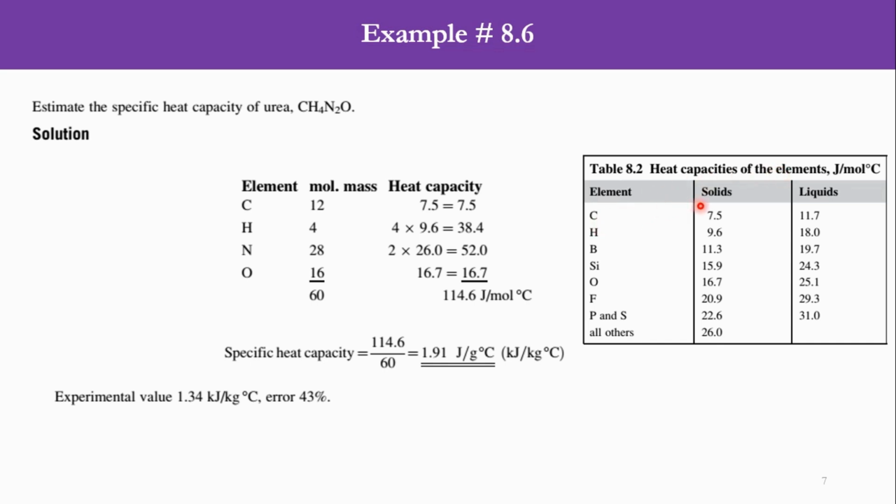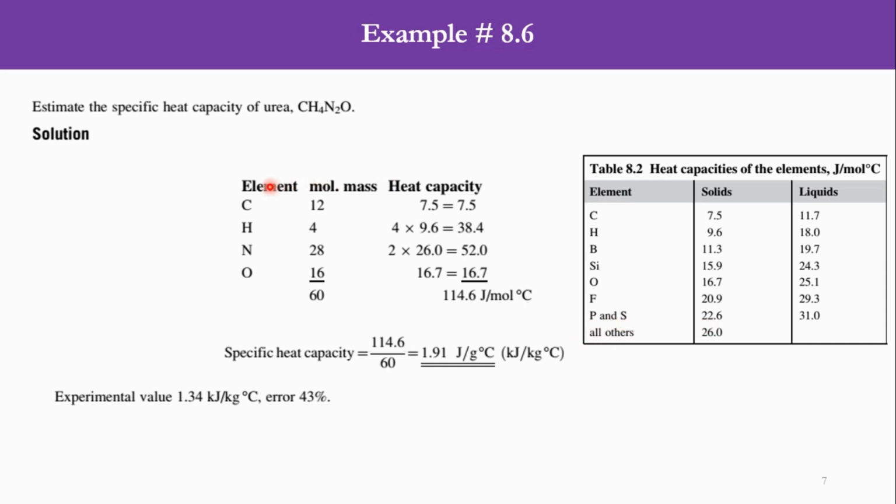Like for carbon, if it is a solid, it is 7.5 joule per mole per degree centigrade. But if it's in liquid state, it is 11.7. Similarly, for all the elements it is given: carbon, hydrogen, boron, silicon, oxygen, and so on. But if you see carbon, hydrogen, and oxygen, these values are given. But for nitrogen, the value is not given. So we will use this "all other" term to calculate this specific heat capacity.